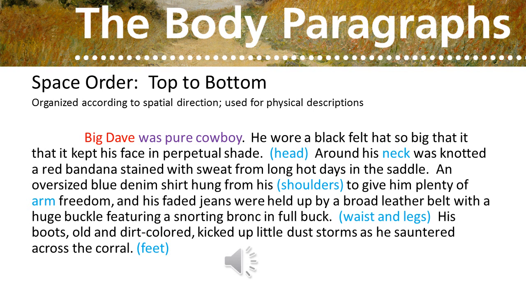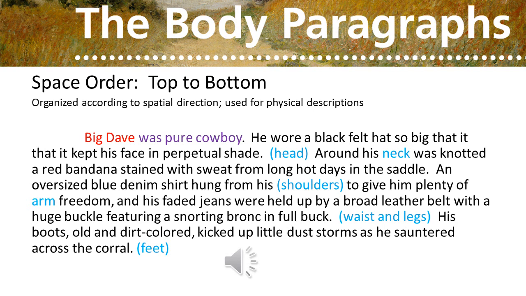So, he wore a black felt hat so big that it kept his face in perpetual shade. Well, that's his head, so we know we're beginning with the top. Around his neck was knotted a red bandana stained with sweat from long, hot days in the saddle. The neck is down from the head. An oversized blue denim shirt hung from his shoulders, that's down from the neck, to give him plenty of arm freedom, right? That's down from the shoulders.